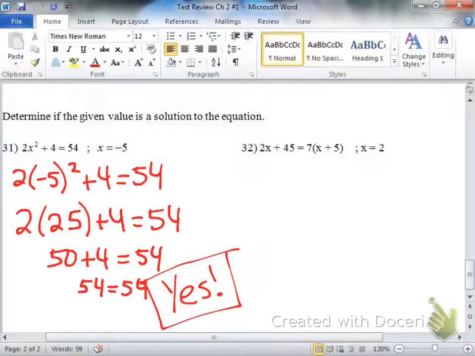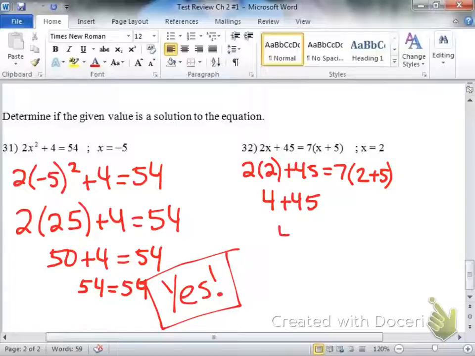We are going to do the same exact thing on 32. I'm going to take the x's out. I'm going to put a 2 in. Alright, and then you just follow the order of operations on each side. So that's going to give me 4 plus 45. That's 49 on the left. On the right, I have 7 times 7. What is 7 times 7? 49. So is that the solution? Yes, they are both the solutions.